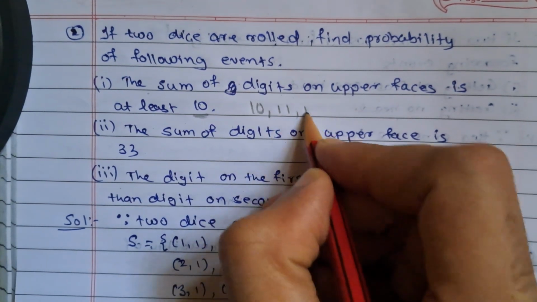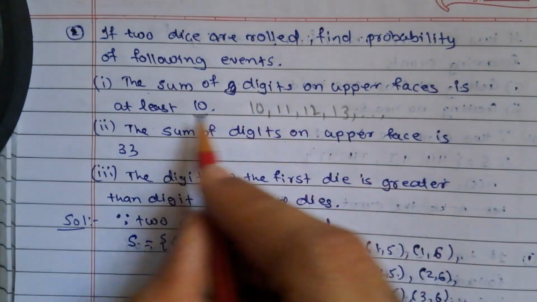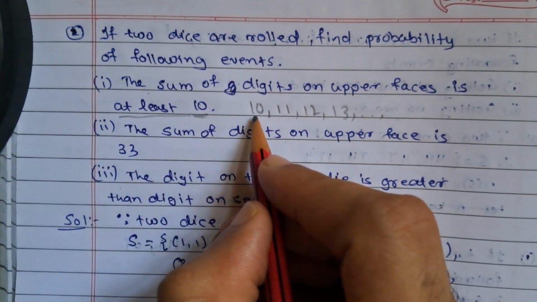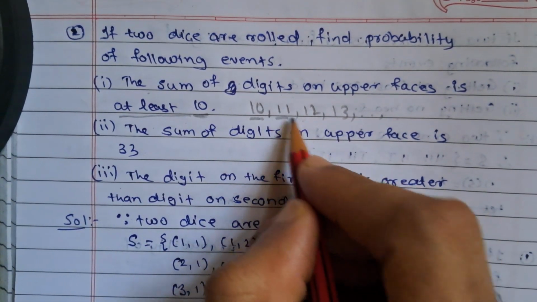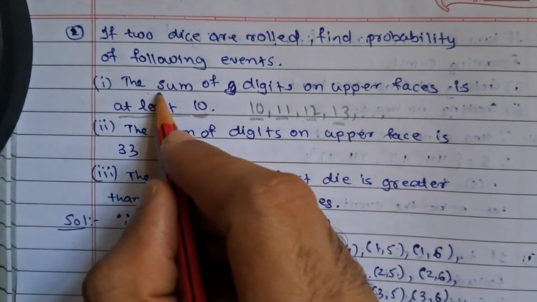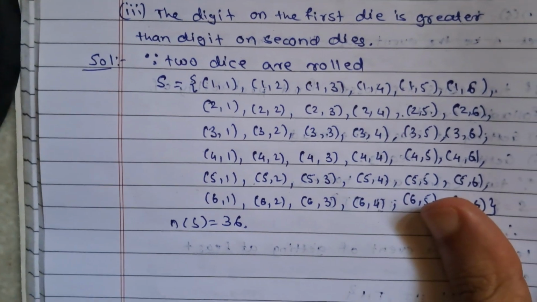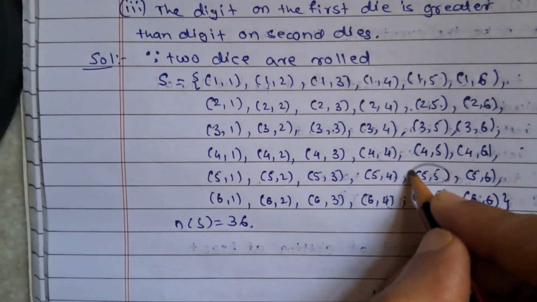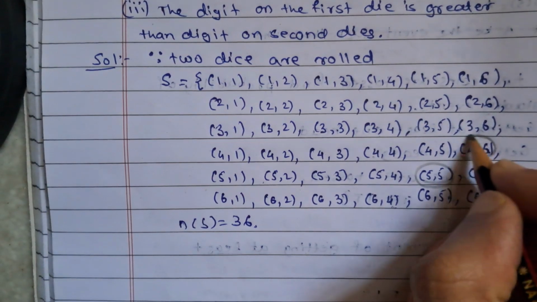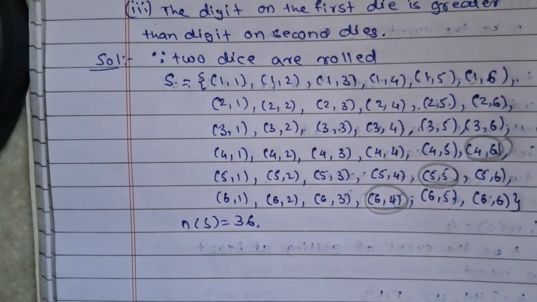It can be 11, it can be 12, it can be 13, or anything. So the sum of the digits is at least 10, so I need to look for 10. Then I need to check if we have 11 or 12 or 13. So that means the sum of the digits should be a minimum of 10. So let's see, where is 10 now? Yeah, 5 plus 5 gives me 10, isn't it? 6 plus 4 and 4 plus 6 also give me 10.